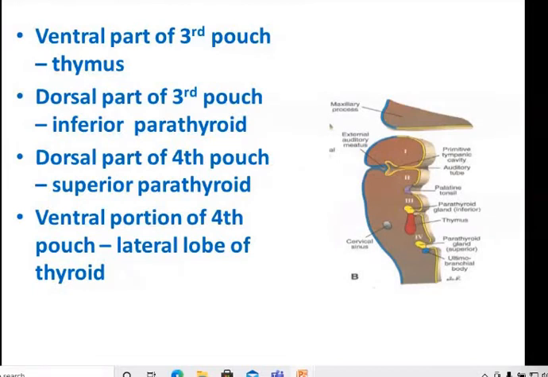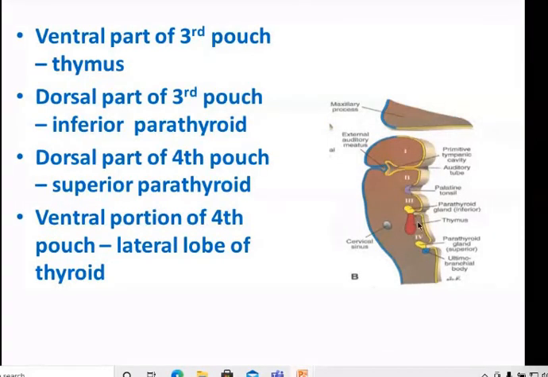Now come to the third pouch. This is the third pouch, with its ventral part and dorsal part. The ventral part of the third pouch will give rise to the thymus, whereas the dorsal part will give rise to the inferior parathyroid. So the ventral part gives the thymus, and the dorsal part the inferior parathyroid.